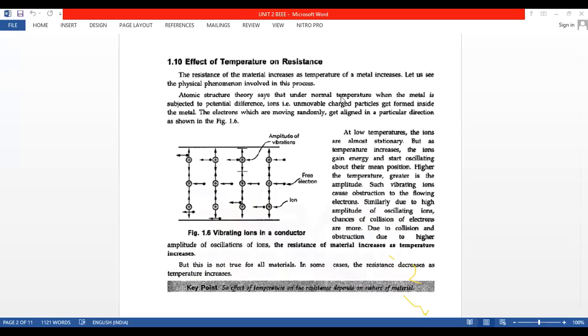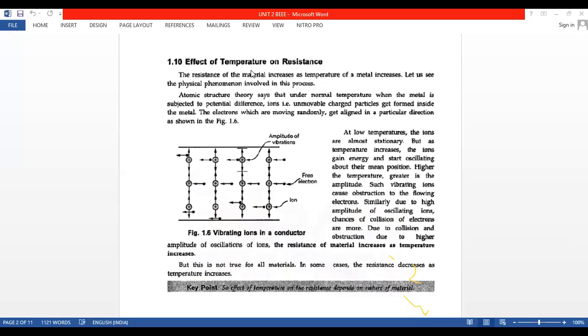Now what is the new topic, all of you? Effect of temperature on resistance. So what is this temperature? How are we supposed to study it in our subject? Temperature here doesn't mean the sun rays and the climatic condition. What is this temperature? Why does it exist in our subject?